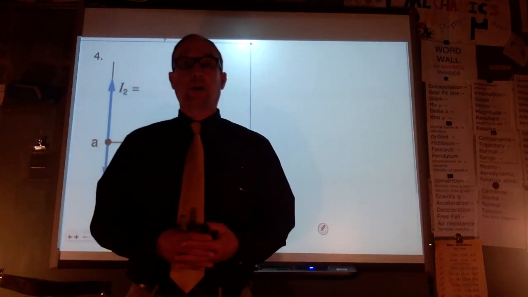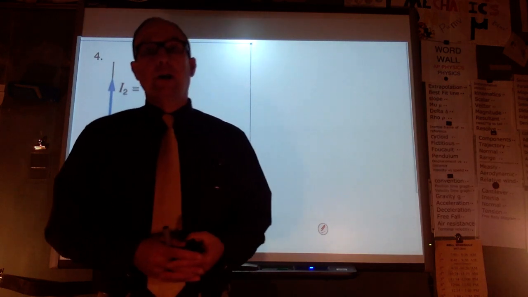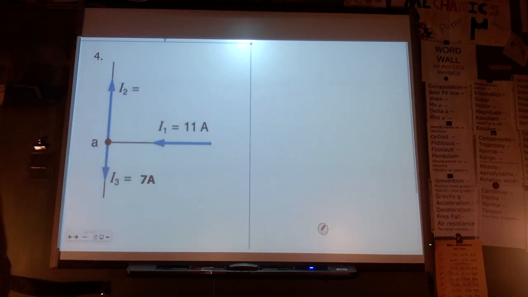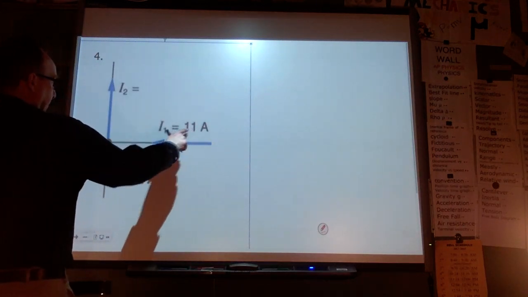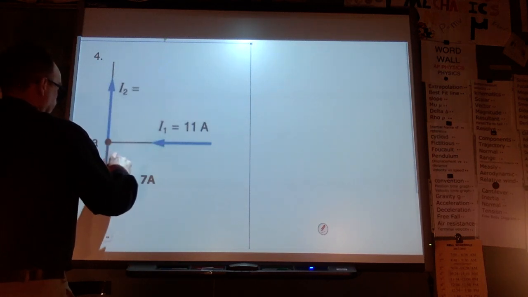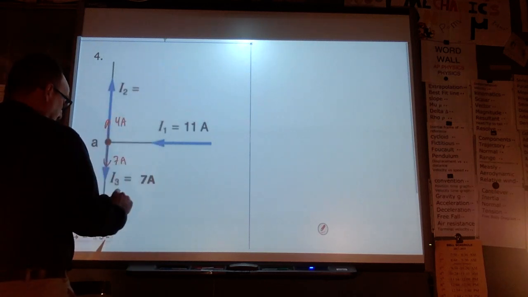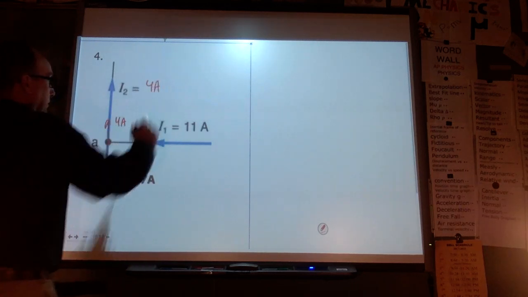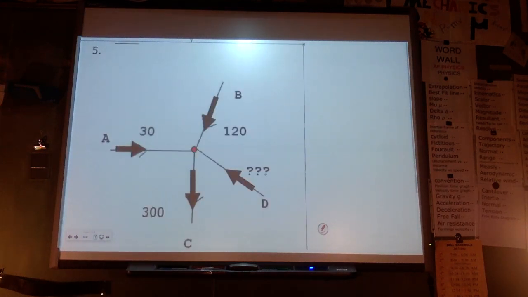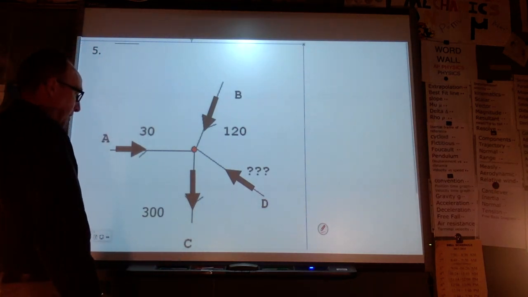One of the things with current is it has to all be accounted for. It has to be conserved, very much like charge. So the amount going into a junction has to be equal to the amount coming out of a junction. So if I have 11 going into this point, I have to have 11 going out. Well, if I have 7 going out that way, that means I need to have 4 going out that way to account for it, so that all of it is accounted for. All right, so the same amount going in as coming out.